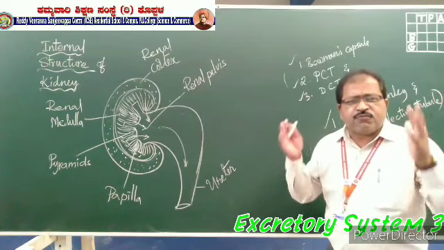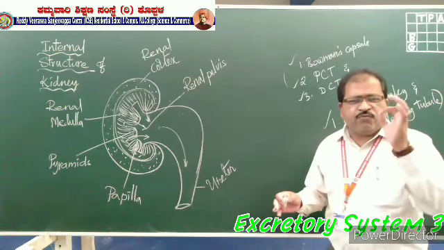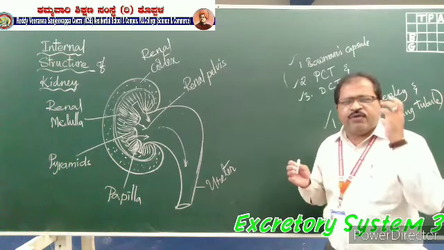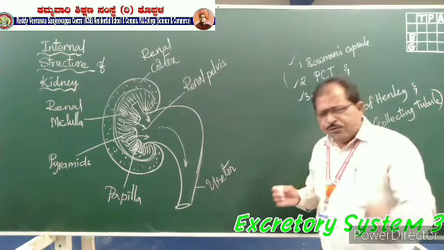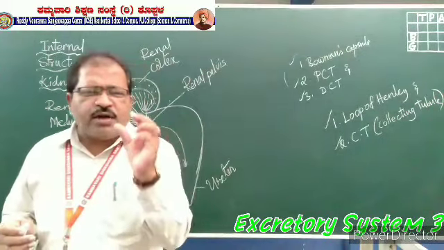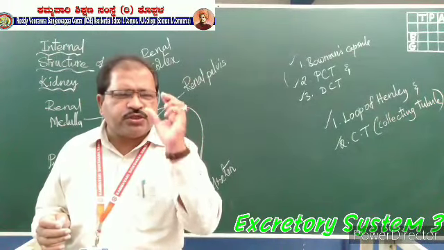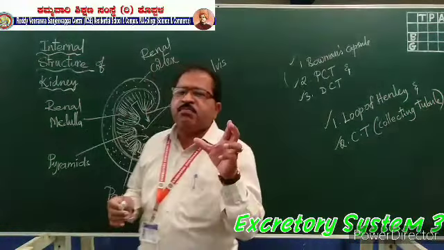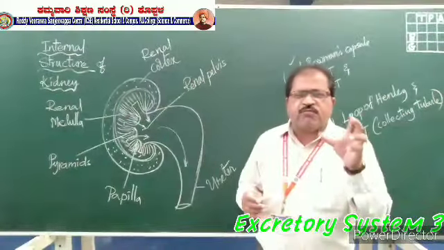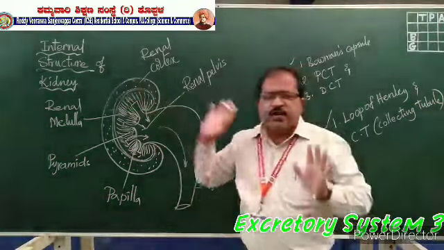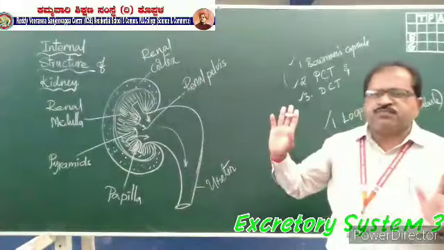There it is preserved temporarily, and once the bladder is completely filled with urine and you get the sensation of urination, immediately the muscular sphincter presented at the base of the urinary bladder will be dilated, means relaxed. Because of that, the urine enters into the urethra, and through the urethra it will be expelled out.